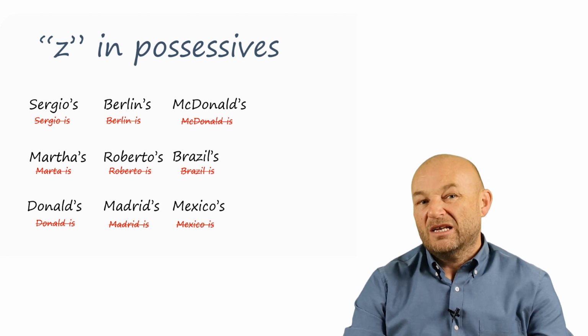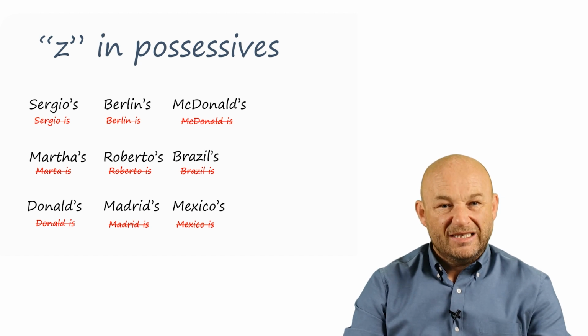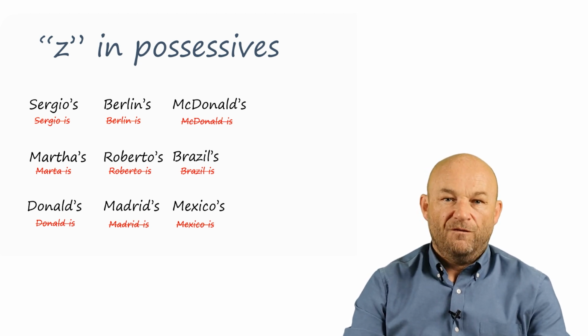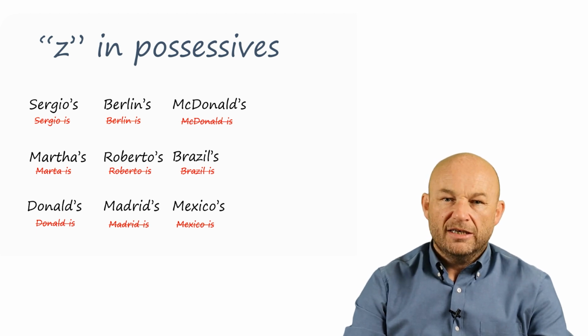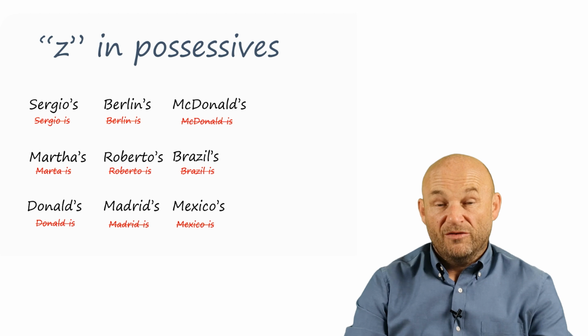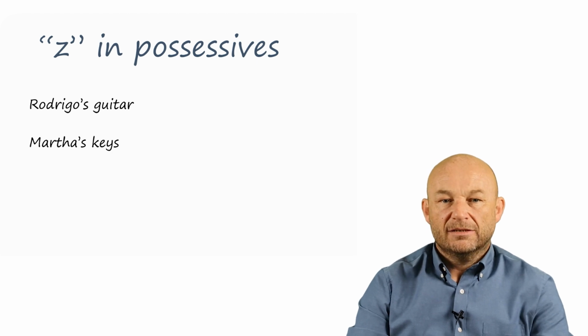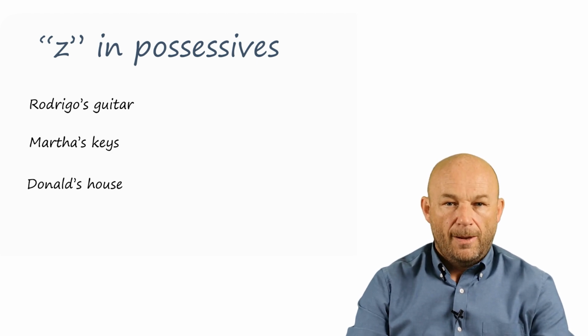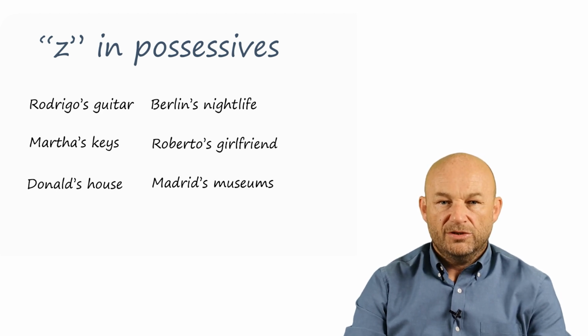But a correct result doesn't mean that you're pronouncing the Z sound correctly, because the speech-to-text recognition will autocorrect for the noun. However, if you are not getting the correct result, then you really need to spend more time on the sound before progressing. Now, let's have a look at some of these examples by adding the possessive noun. Rodrigo's guitar, Martha's keys, Donald's house, Berlin's nightlife, Roberto's girlfriend, Madrid's museums.